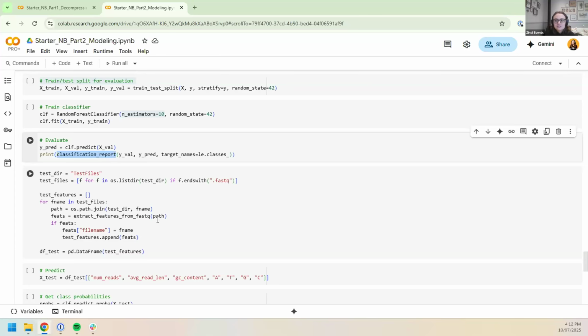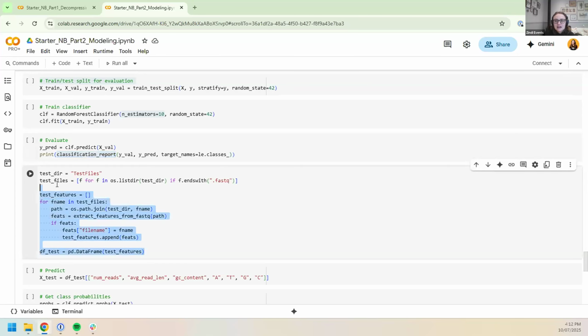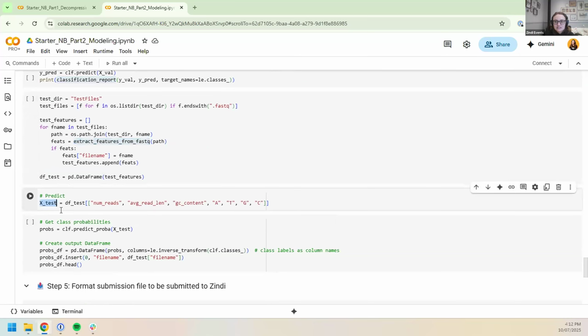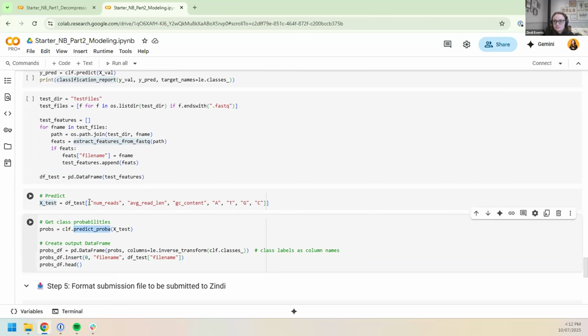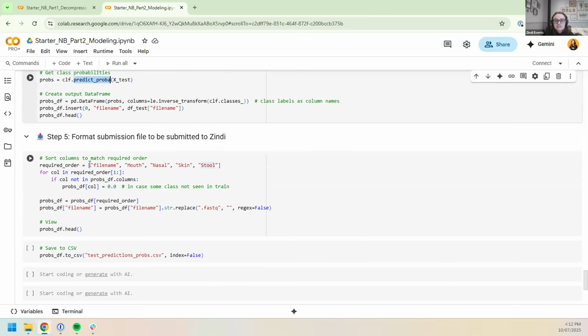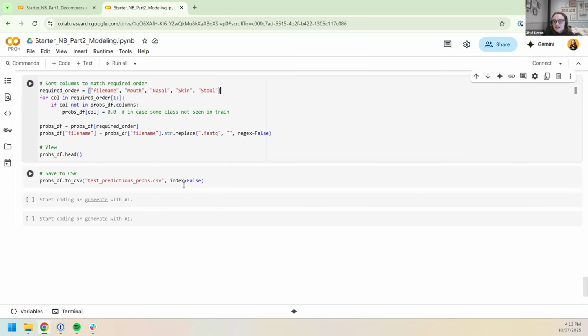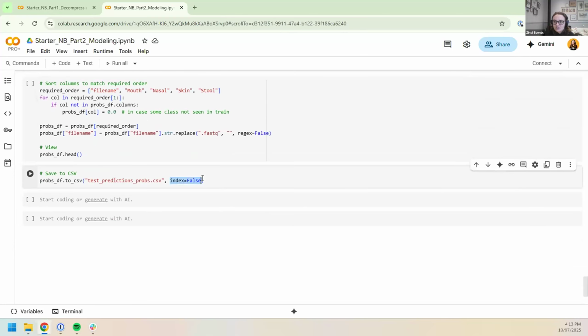What we did with our train files, we need to do the exact same on our test files. So we need to extract those features, which was that function we built higher up. And we get to predict it onto the test set. Finally, we just need to ensure that our column orders are correct. Please note the column order. I'm going to say that again. Note the column order before submitting. And finally, before we make our submission, we need to set our index to false.